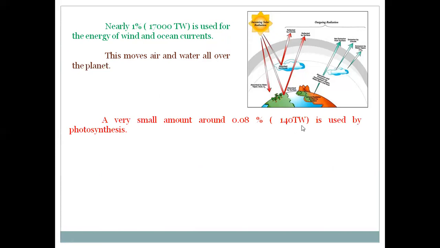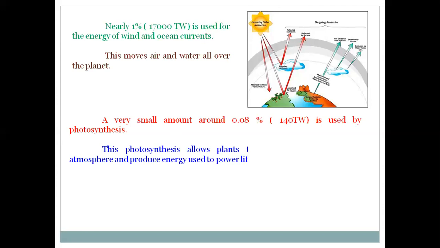that is 140 trillion watt, is used by photosynthesis. We know the solar energy or sun radiation is incident on the greenery plants. They absorb the solar radiation and utilize the carbon dioxide in the atmosphere. They produce food and fodder. This phenomenon is called photosynthesis.